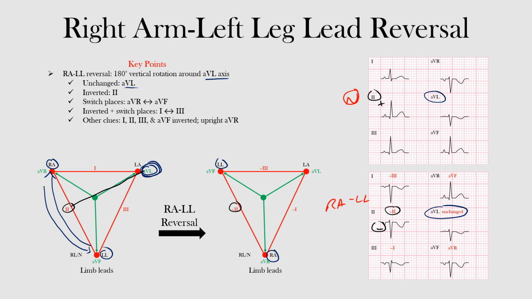We said the ones that switch places will be AVR and AVF. Here's AVR and AVF. Just like our electrodes, we can now see AVF is here, and now we have AVR down here. So AVR, AVF, we're simply going to switch those places. So AVF, which was here, now becomes positive, and AVR, which is down here, now makes AVF, in this case, negative. So hopefully that part makes sense.